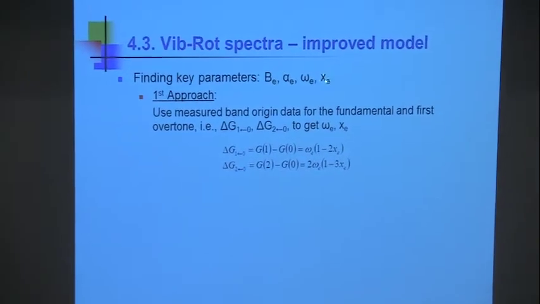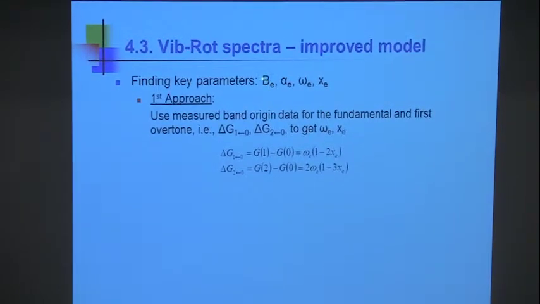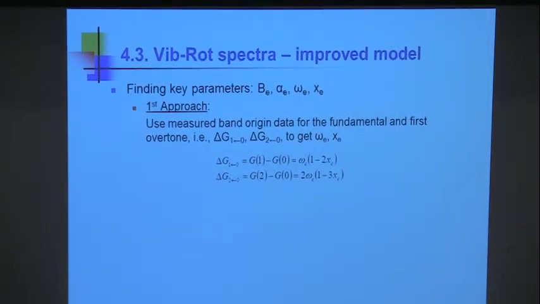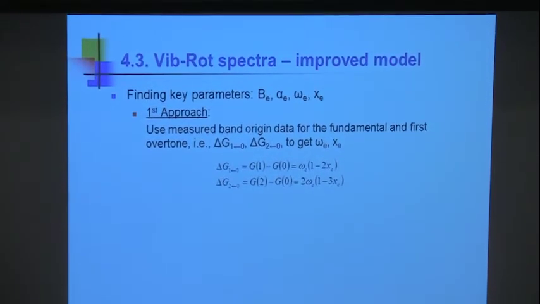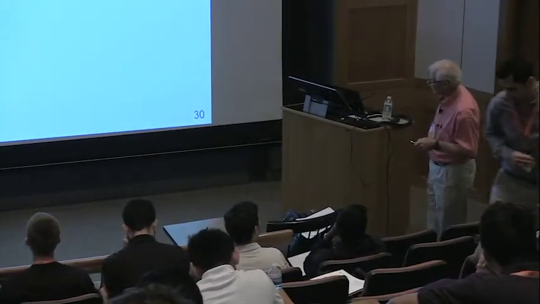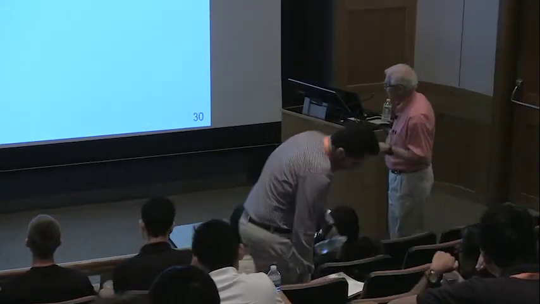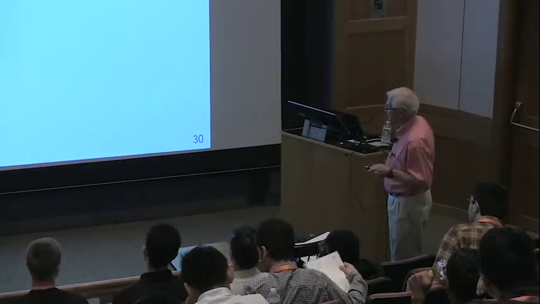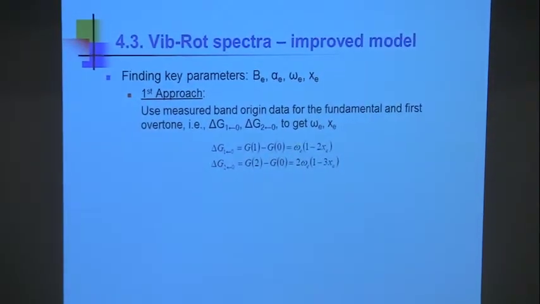At this level, right now, there are 4 terms that determine the positions of lines: B, alpha, omega, and X. Those are the 4 terms. How could you measure those? Well, if you looked at the spectrum and you looked at the null gap for the 0 to 1 band and the 0 to 2 band, you'd have 2 expressions and 2 unknowns. So you can use the band origin or null gap data to determine omega and X.